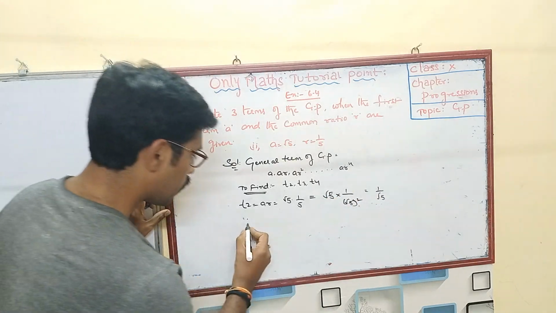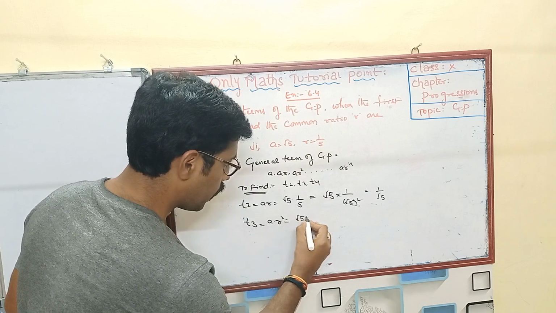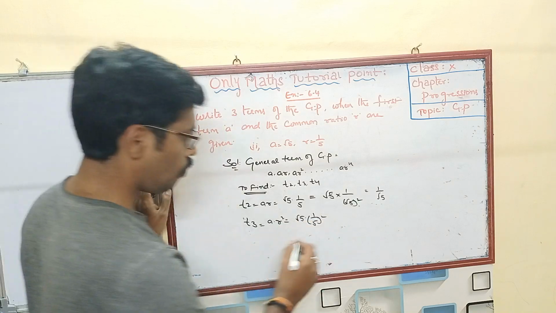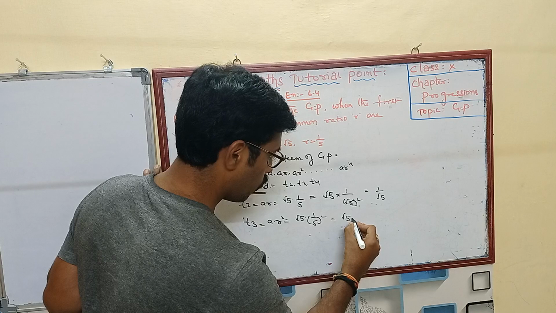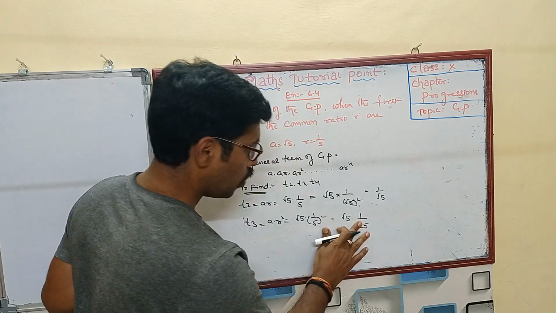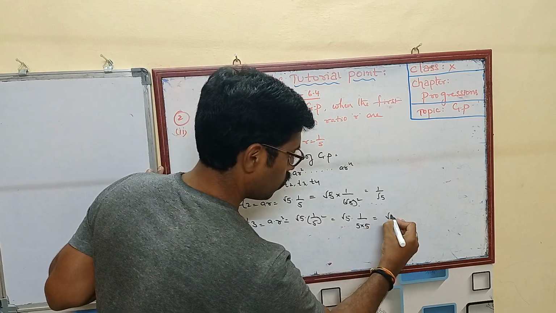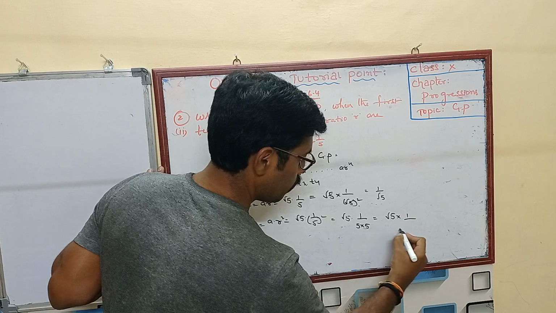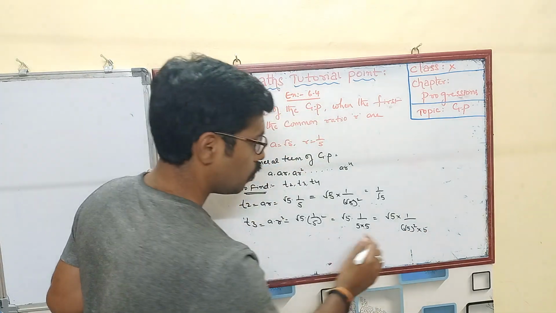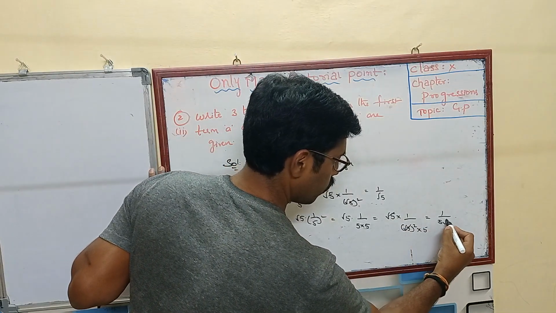So similarly, T3, that is A into R square, that is root 5 into 1 by 5 whole square, that equals, after simplification, root 5 into 1 by 25. Or you can write, for easy calculation, 5 into 5, right? So that equals root 5 into 5 can be written as root 5 whole square into 5. Okay, root 5 gets cancelled, you will get 1 by 5 root 5.